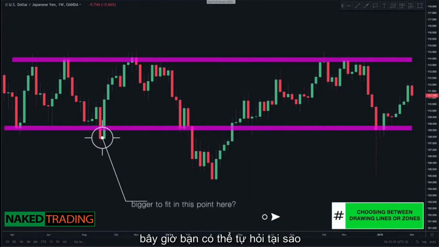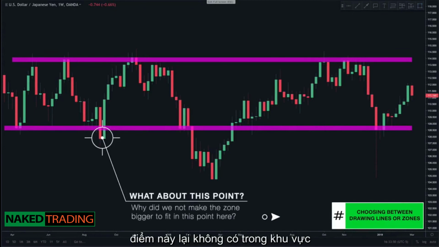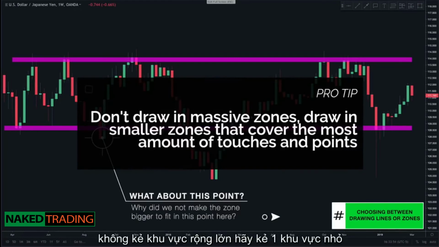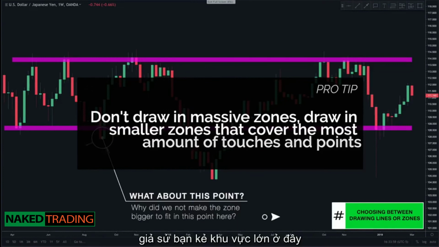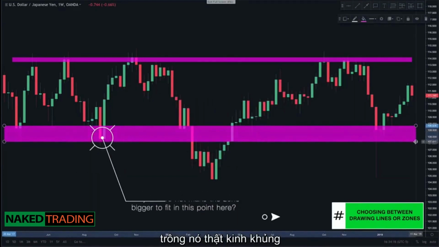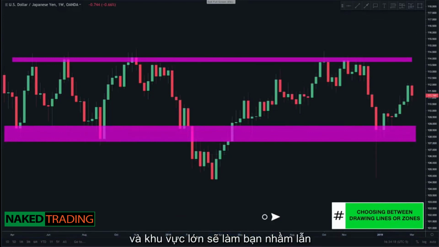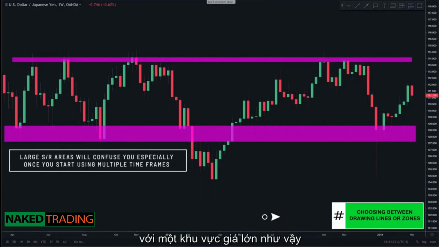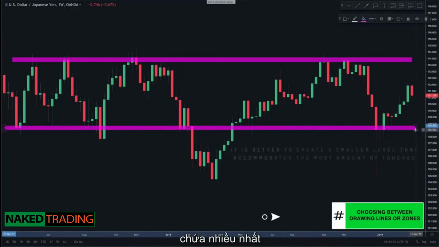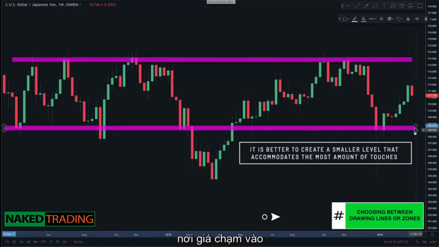Now you are probably wondering, why did we not accommodate for this point here? So here's a pro tip. Don't draw in massive zones. Draw in a smaller zone that accommodates for the most amount of touches and points. Because let's say you were to draw this big zone here to accommodate for this low here. 1, it looks terrible, and 2, you'll end up confusing yourself with such a large area, as it gets even worse once you start using multiple time frames. So instead, we opt to create a smaller level that accommodates the most levels that it can touch.